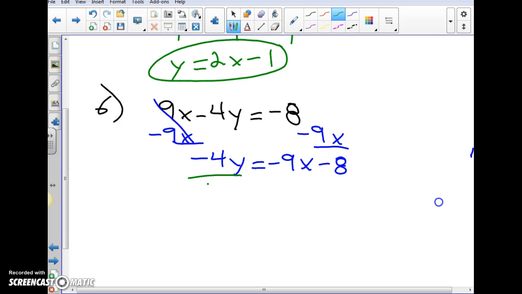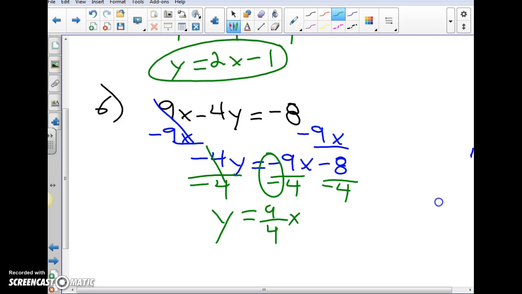Keep going. I'm going to divide everything by negative 4. The negative 4 is gone. y equals, these two negatives here are going to give me a positive 9/4 x. And then negative 8 divided by negative 4 is going to give me positive 2. I've rewritten this into slope-intercept form.